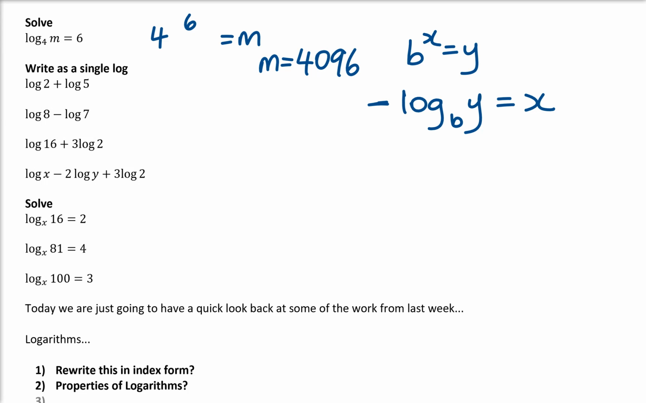You can check that out by pressing log of what? I can check that answer. That is sort of down here. Log of, if you chuck that into your calculator, log of 4096 divided by the log of 4, that should give you an answer of 6. Try that now if you have time with your calculators.